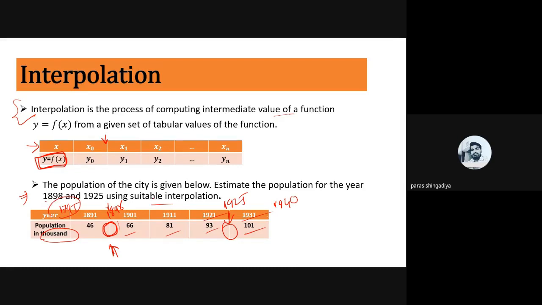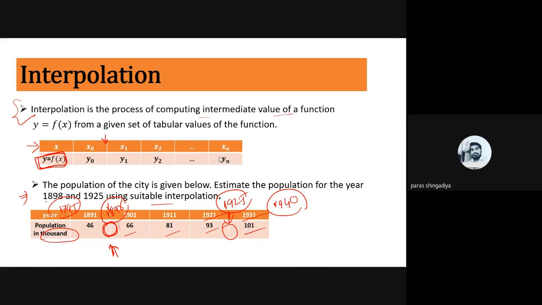So this is the meaning of interpolation. We can find any intermediate value, 1898, 1925, 1940, by using the given tabulated data. That is the meaning of interpolation.